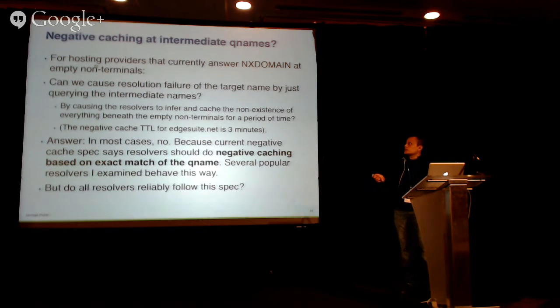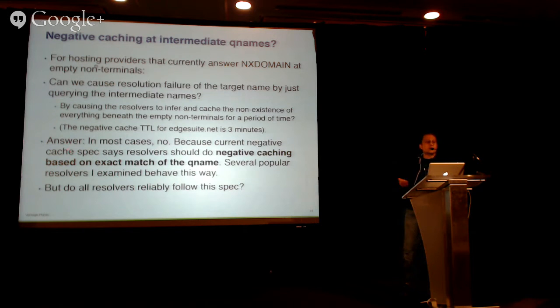When I observed this behavior, one of the immediate thoughts that occurred to me was, for these providers that provide NXDOMAIN at these intermediate names, can we actually cause resolution failure of the target name by intentionally querying the intermediate names? Because if we get an NXDOMAIN at an intermediate name, technically, NXDOMAIN is an authoritative indication that the corresponding node in the DNS tree doesn't exist. That means nothing below it can exist anywhere underneath it. So I think it would be perfectly reasonable for a resolver to interpret this and cache the non-existence of all names below the NXDOMAIN boundary.